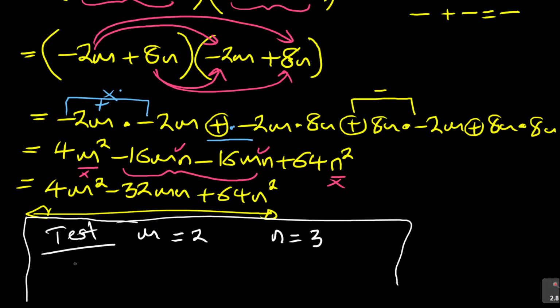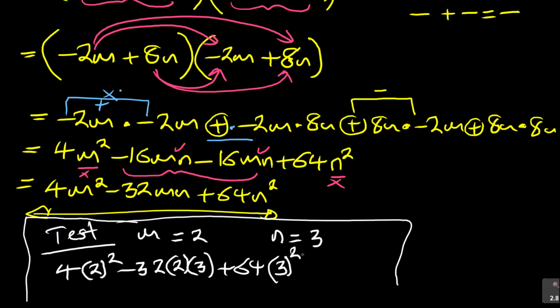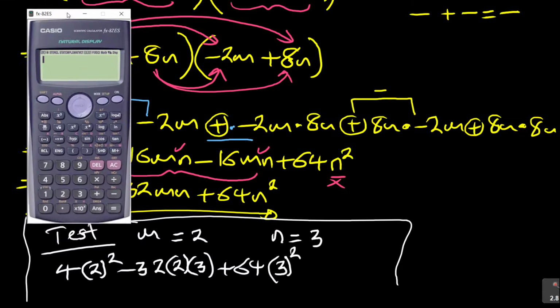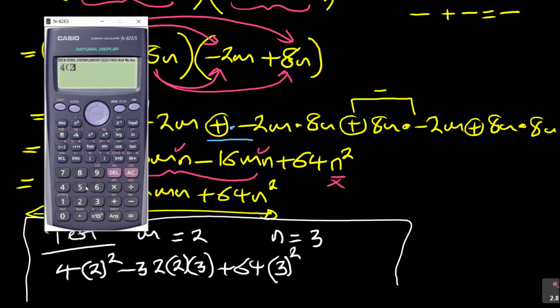2 and 3. So what you have got is 4m squared, so 2 squared, minus 32mn. Where there is m, put a bracket, put 2. Where there is n, put 3. See what I'm doing? Plus 64n squared, and n is 3 squared. Then you take a calculator and find the answer. Let's do that. It's 4 bracket 2 squared, minus 32 bracket 2 close it, bracket 3 close it, plus 64 bracket 3 squared.